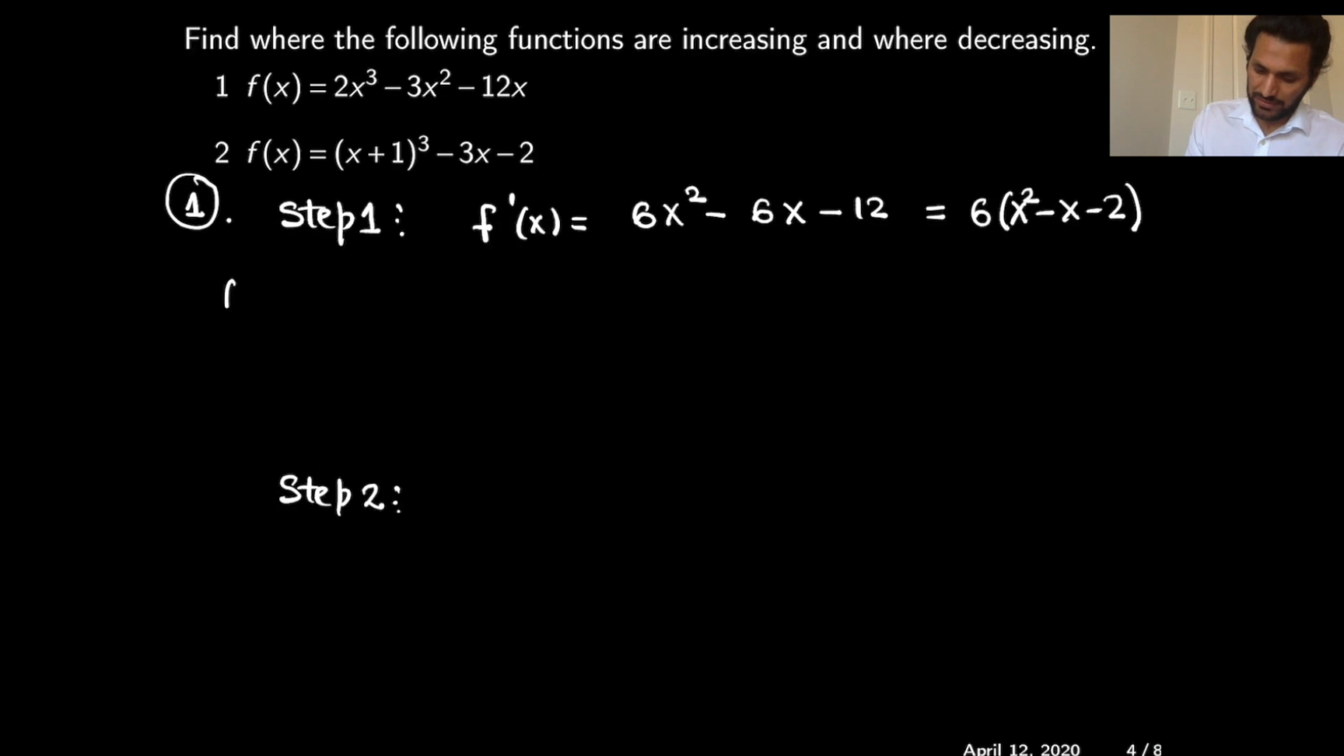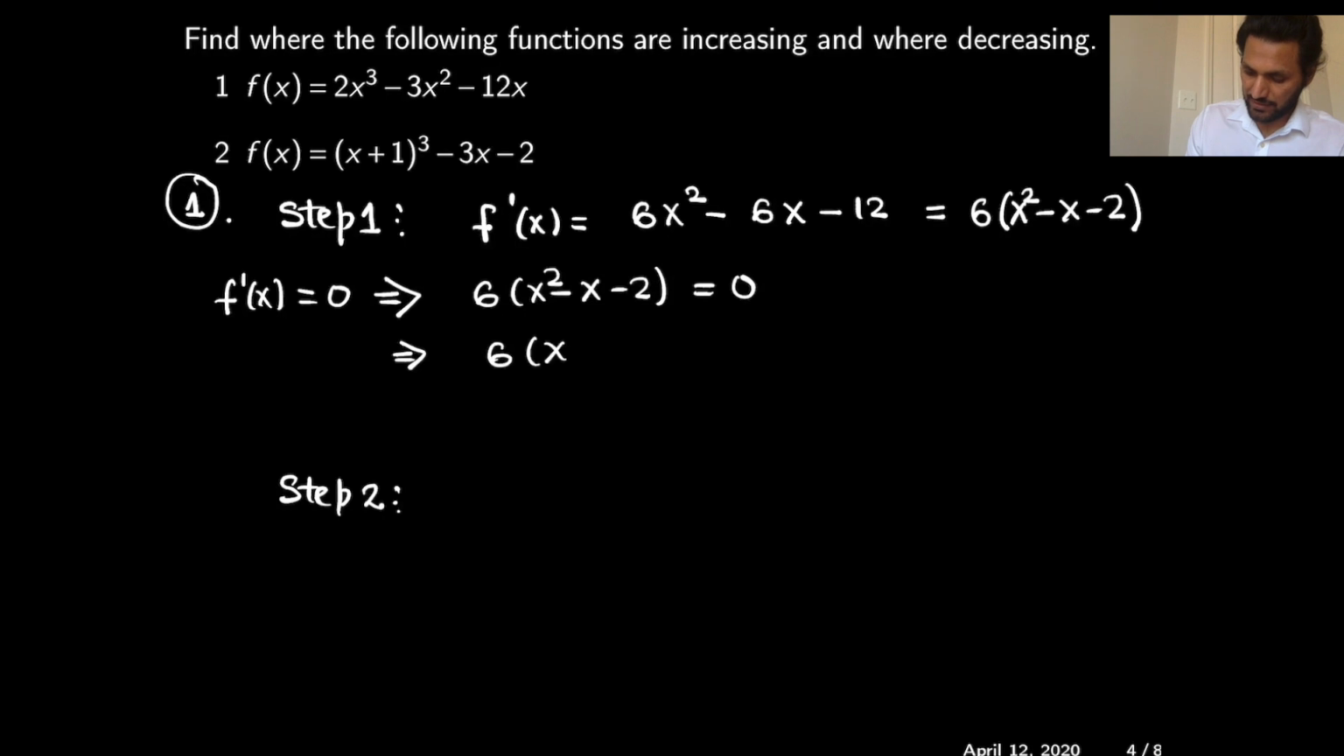So I will set the derivative equal to 0 and find the critical values. So it's going to be 6 times x squared minus x minus 2 is equal to 0. If I factor this polynomial, it's going to be x minus 2 times x plus 1 is equal to 0, because minus 2 plus 1 is negative 1, and this multiplied by that is negative 2. So this implies x is equal to either 2 or negative 1. These are the two critical values of this function.